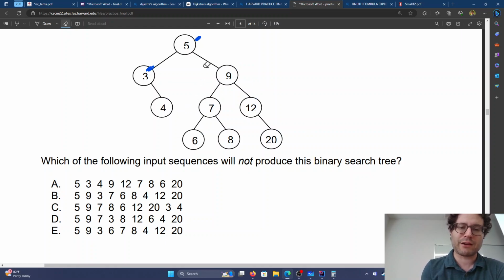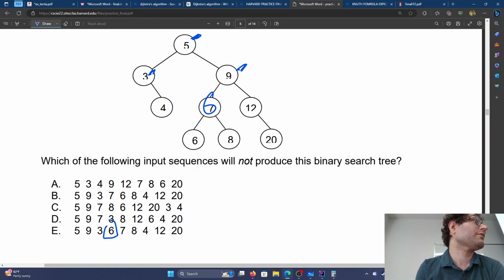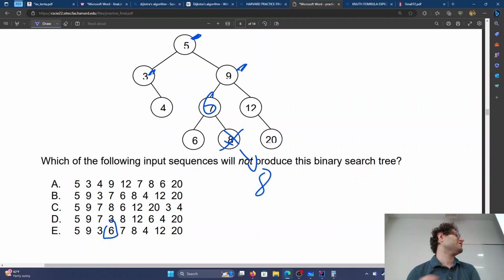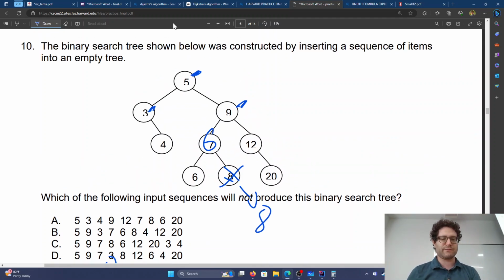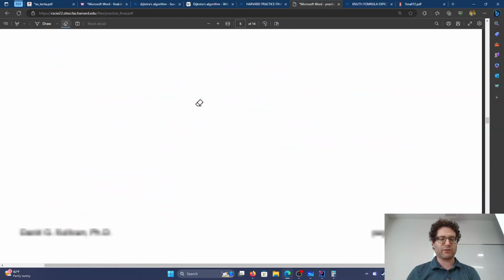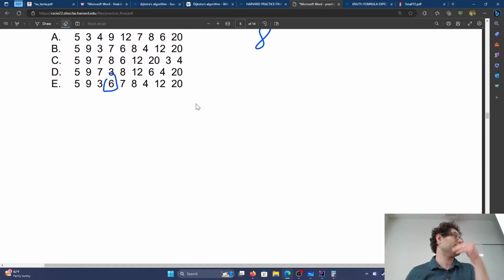And I believe the incorrect one is the last one, so I'm just going to skip to that. 5, 9, 3, so we've added 5, 9, and 3. Now if we add 6, 6 would go over here. It's greater than 5, less than 9. And then if we add 7, 7 would go over here, and 8 would go over here. So it would not produce the same binary tree in the slightest. And the other ones, if you check, are going to produce the same tree.